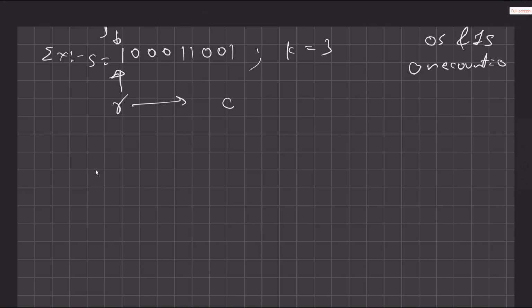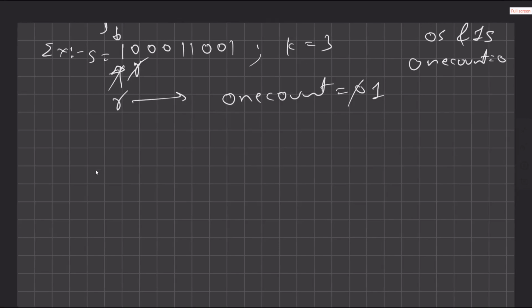So initially one count is 0, right? When you take this one, so here it is 1 actually, so one count will be 1. Now you will move the R pointer ahead here. Now you will check if one count is equal to k. No, k is 3 but one count is 1, so it is not equal, so you will move the R pointer ahead. Again here you will move the R pointer ahead, here you will move the R pointer ahead, here you will move the R pointer ahead, and your count is 2. Still you will check if k and one count are equal, it is not, so you will move ahead.